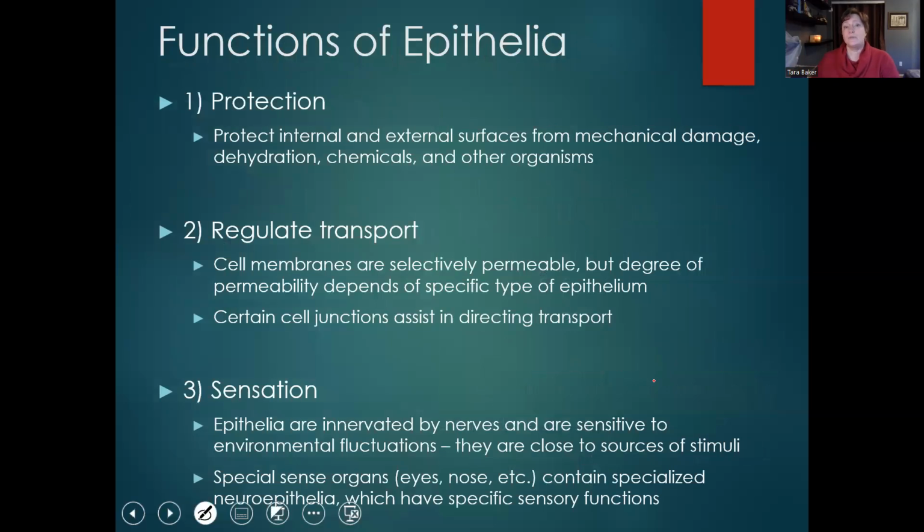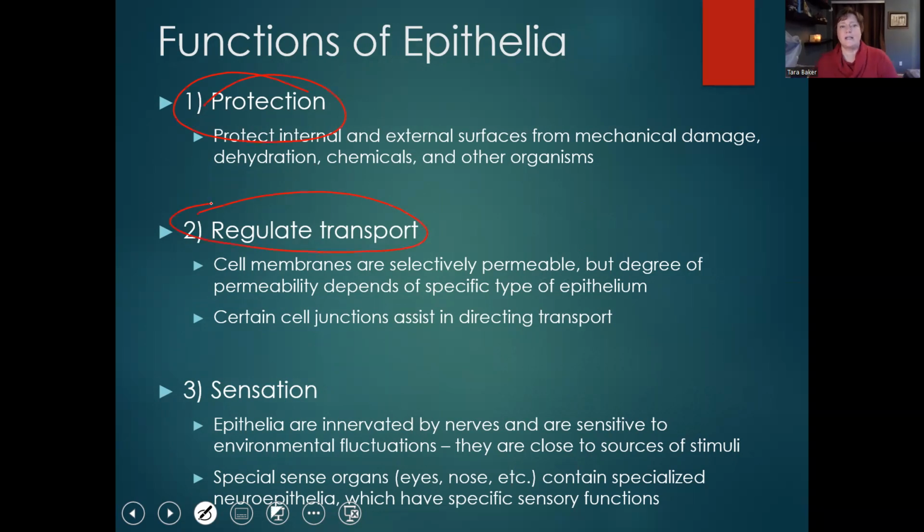Okay, so those are the characteristics of epithelium. And now what we're going to talk about is the function. So why do we have epithelia? The most important thing that it does is protects. So it's going to protect the inside and the outside of your body from elements, so changes in temperature, toxins, abrasions, or organisms, bacteria, things like that. So the epithelia is going to be there for protection.